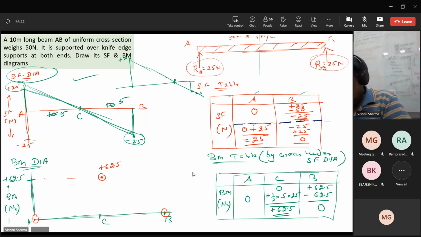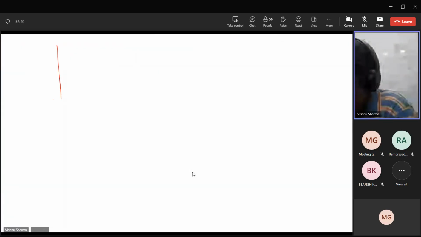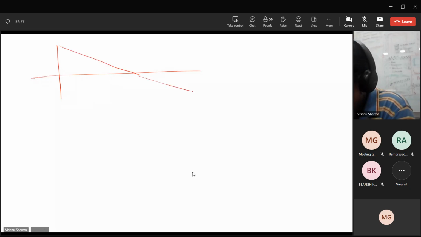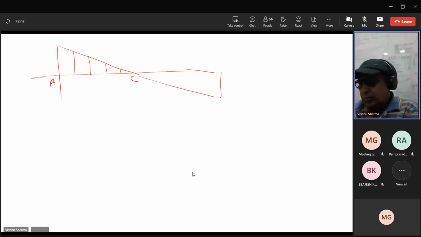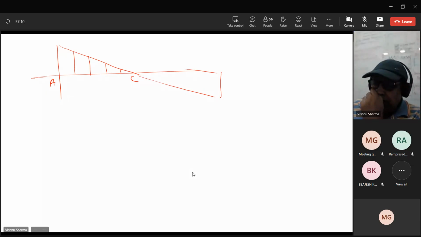Okay. Now, guys, you see, our SF diagram is a triangle like this. Now you see, from A to C, if you divide this on the base into equal parts, is the area changing at a uniform rate? First tell me yes or no. Yes, sir. It is changing at a uniform rate? No, sir.